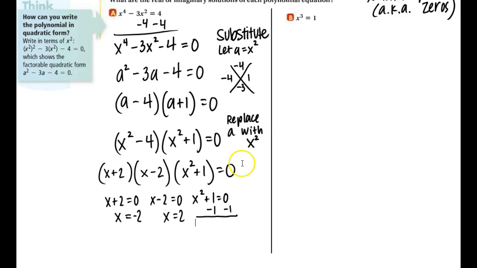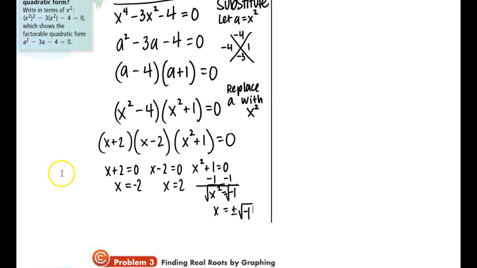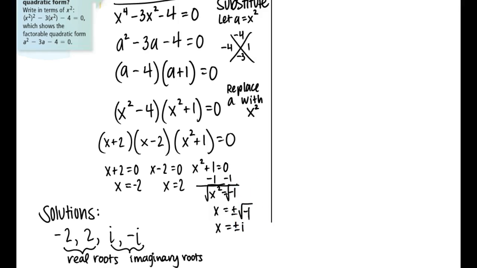Setting each of those factors equal to 0, I get x equals negative 2, x equals positive 2, and the last one we need to isolate the x. So I'm going to subtract 1 from both sides, so I get x squared equals negative 1. Take the square root of both sides, so I get x equals positive or negative square root of negative 1, and we know from last chapter that the square root of negative 1 is i, so that means I'm getting positive or negative i. So the solutions are negative 2, positive 2, i, and negative i. So the first two roots are the real roots, and the last two roots are the imaginary roots.